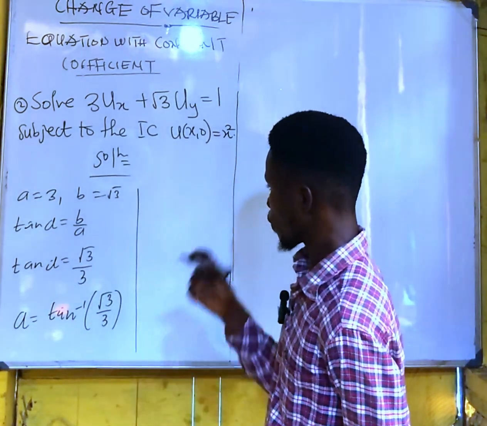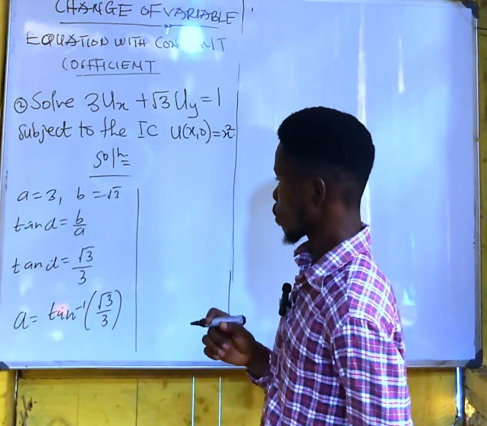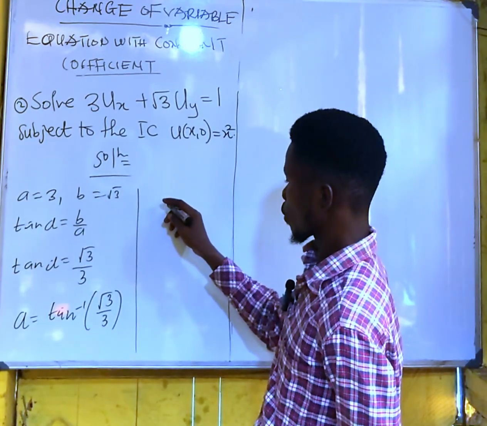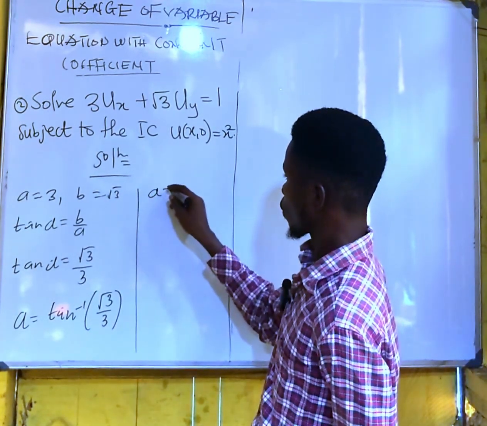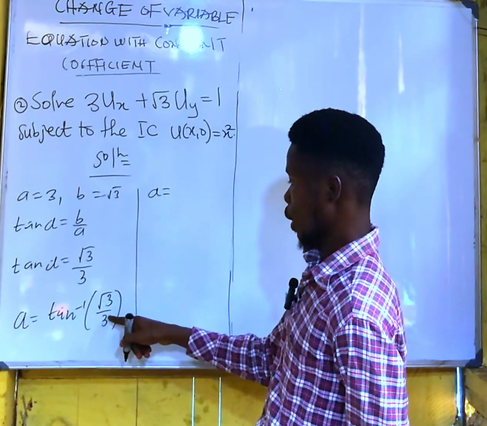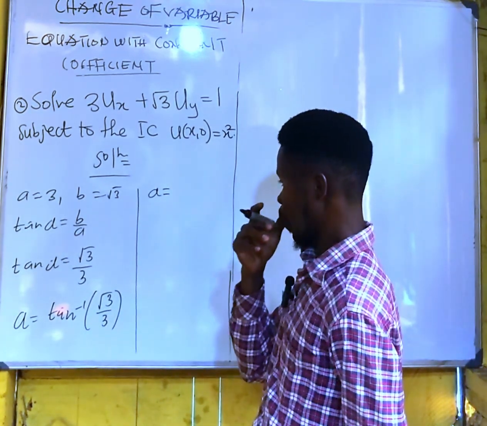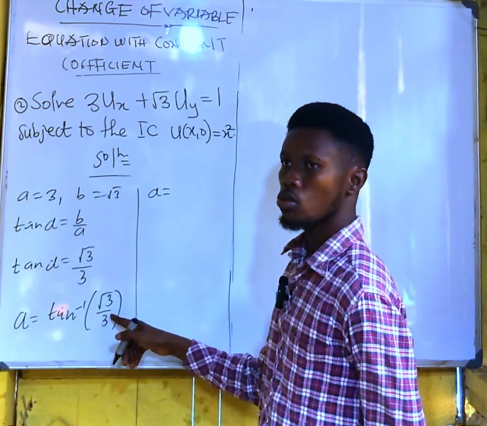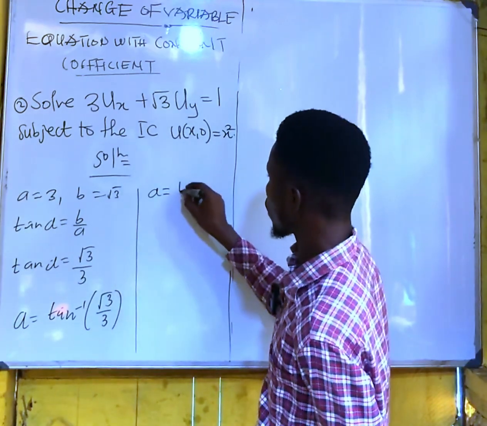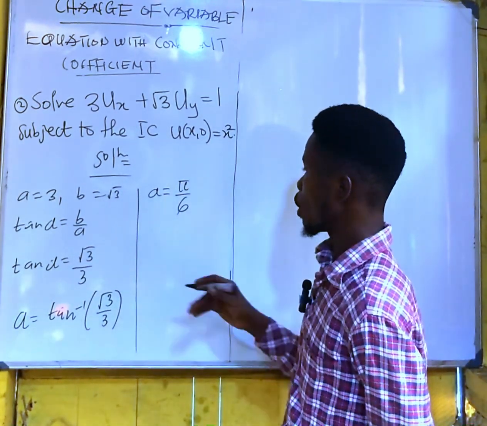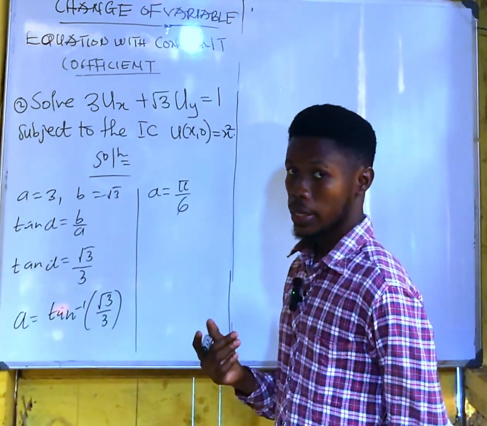So let's see. These are going to give me 1 over root 3, right? That has been rationalized to be this. So it means that it will give you 30 degrees. And 30 degrees in radians will be pi on 6. Is that okay? So this is what we have. So now let's define our xi and our eta.